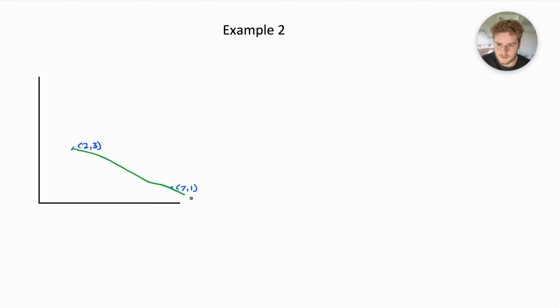So let's say we have this line. It's going to reach out. That's a straight line there, going through both (2, 3) and (7, 1). And that's going to go infinitely in this direction.